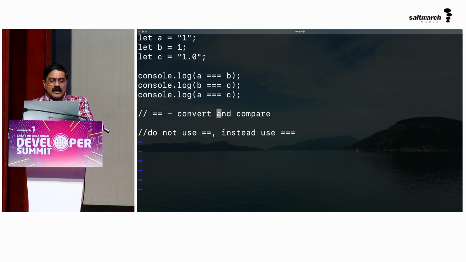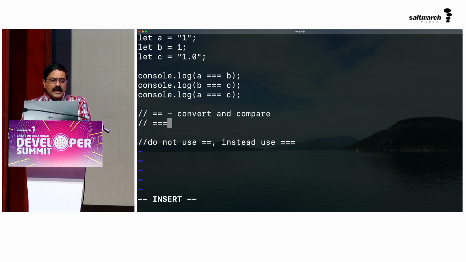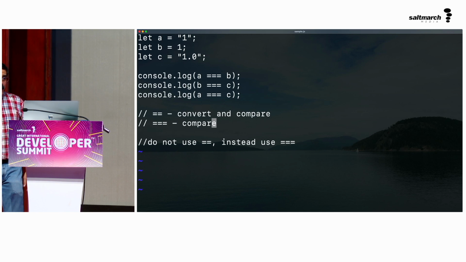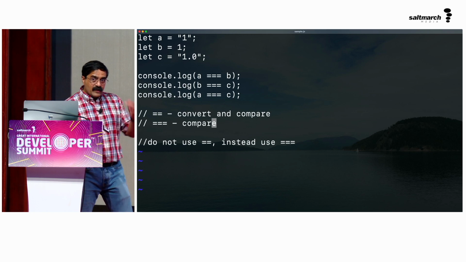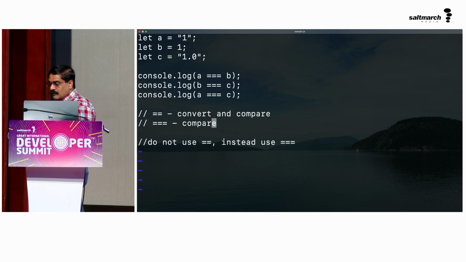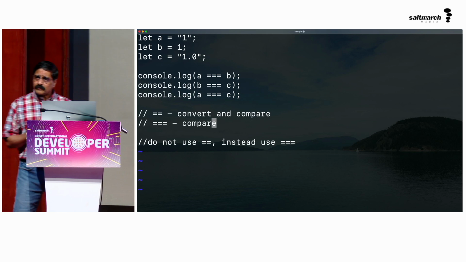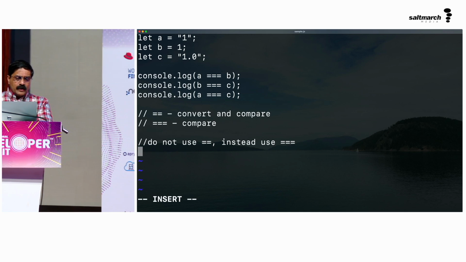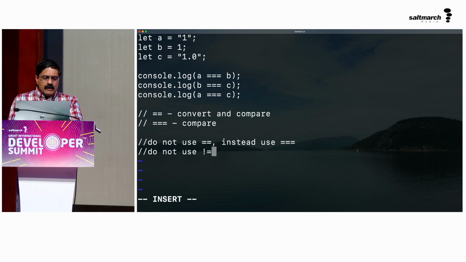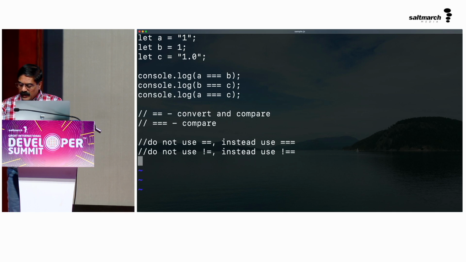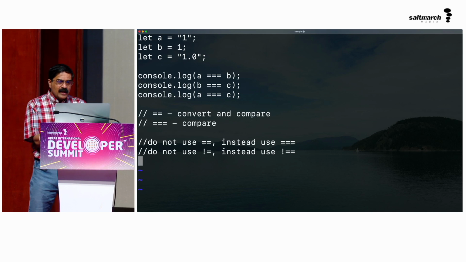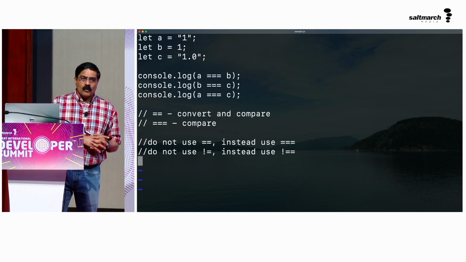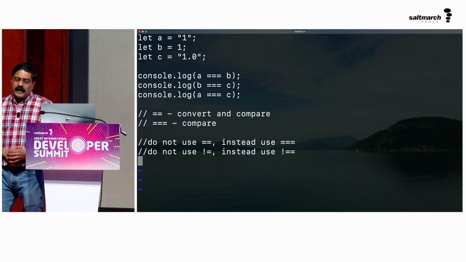But that's because, what does a triple equals do? This is simply a compare. There is no convert operation in there. So the moral of the story is, if you're writing JavaScript, you should use a triple equals for comparison, not a double equals. In a similar way, you do not use an exclamation not equals. Instead, use exclamation double equals. So that allows you to do a not equals comparison in a proper way, and that again will compare without converting.